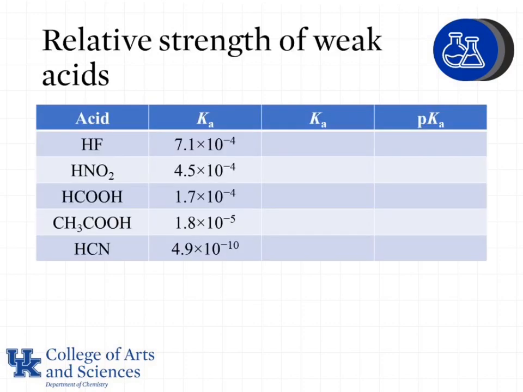Let's look at some examples of weak acids. Here we have 5 weak acids and their corresponding Ka values, which are reference values. The first thing we want to look at is how to get the pKa value. pKa is equal to the negative log of Ka. So the negative log of 7.1 times 10 to the minus 4th is equal to 3.15.